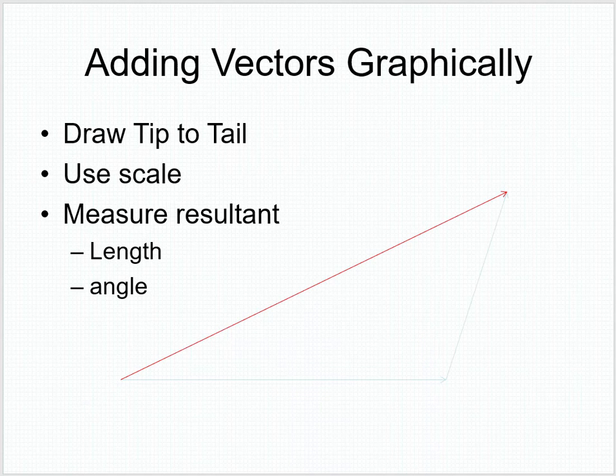All right, adding vectors. So graphically, the way we want to do this is we want to draw tip to tail. We're going to use a scale, and we want to measure the resultant using the length and report the angle as well. Report the length and the angle of the resultant. So on here we had 2 vectors. Here was a vector and here was another vector that we added together, and the red one here was the resultant.